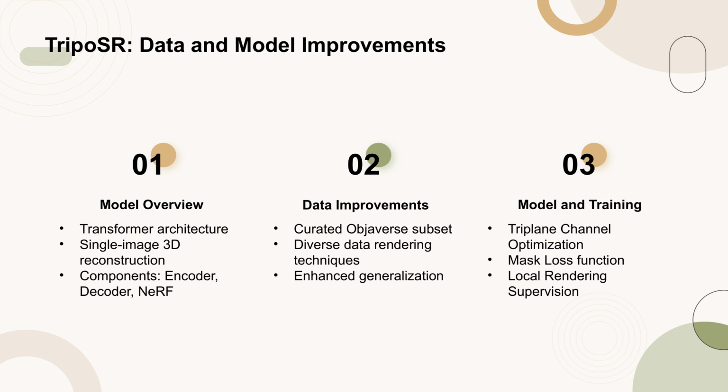Data improvements include a carefully curated subset of the Objaverse dataset and diverse data rendering techniques to enhance generalization. Model and training improvements focus on optimizing triplane channels, incorporating a mask loss function to reduce artifacts, and using local rendering supervision to handle high-resolution rendering efficiently.